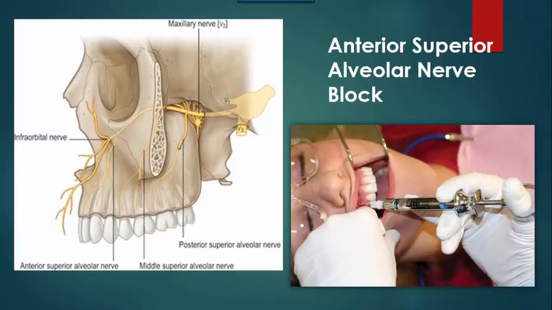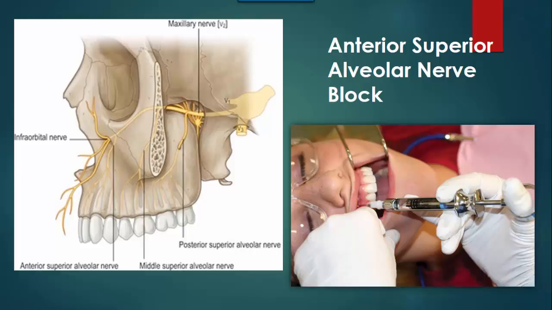The anterior superior alveolar nerve is the terminal branch of the maxillary division of the trigeminal nerve. It branches from the infraorbital nerve within the infraorbital canal a few millimeters before the infraorbital foramen. It descends through the maxilla to innervate the canine, lateral, and central incisors on its respective side. It also anesthetizes the buccal and labial soft tissue and periodontium.